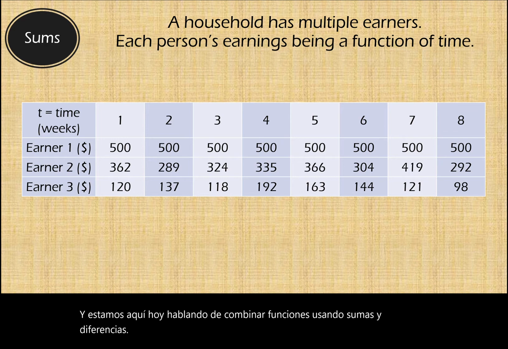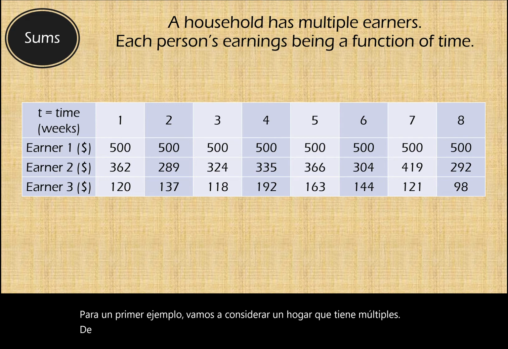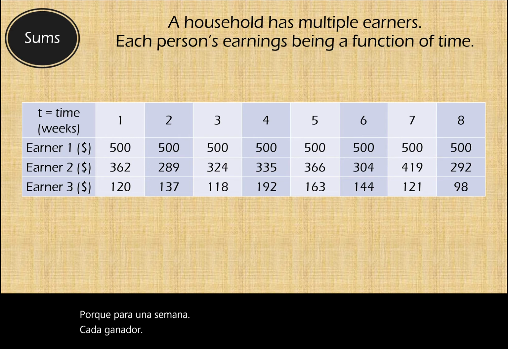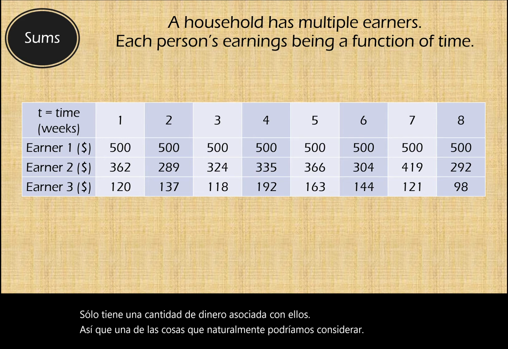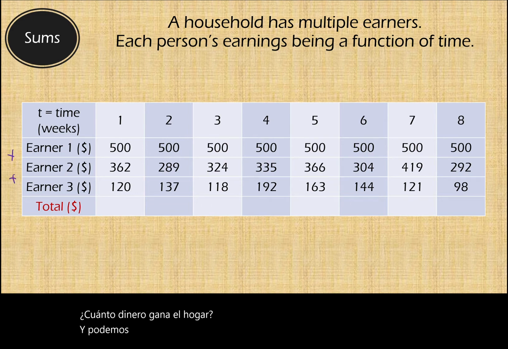For our first example, we're going to consider a household that has multiple income earners. Each person's earnings is a function of time, and we can see that because for any given week, each earner only has one amount of money associated with them. So one of the things that we might naturally consider is how much money does the household make as a total? And we could do that by adding the values of each of these earners together.